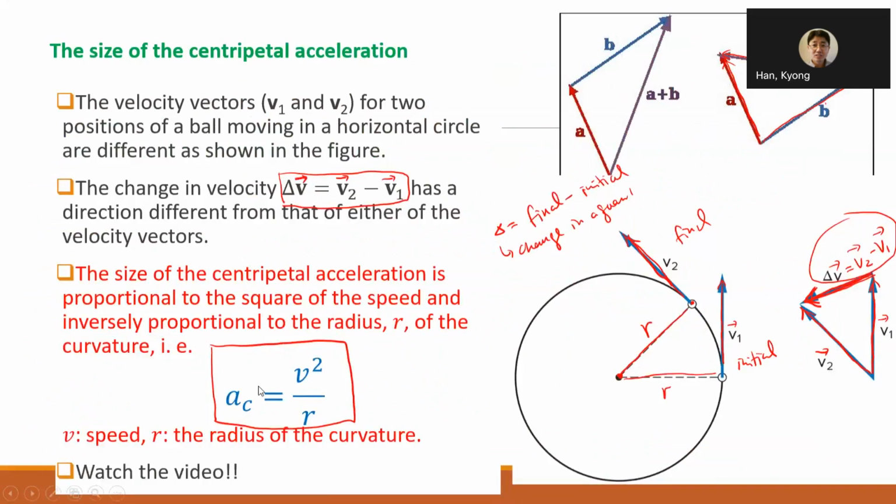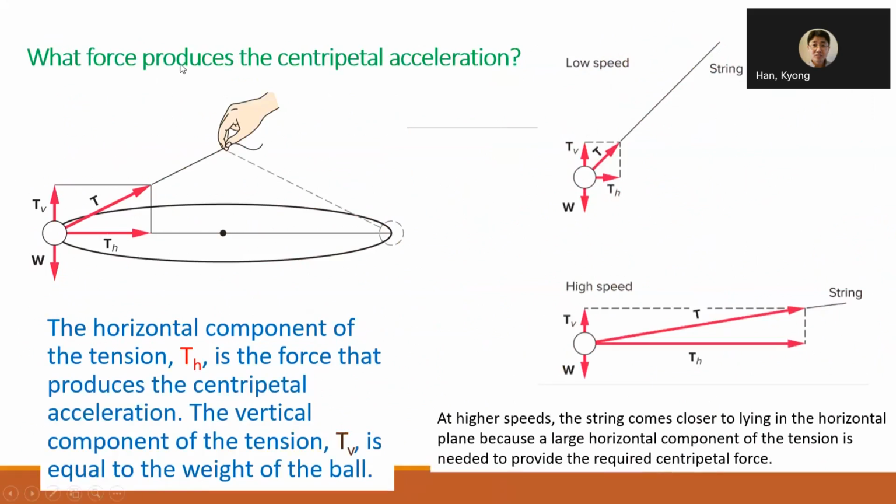This is a_c = v squared over r, which depends on velocity and then a radius. Of course, this is a magnitude, and magnitude means size. The direction is also changing. But you have to remember that it depends on the speed squared divided by radius. And now we want to see what force produces centripetal acceleration.